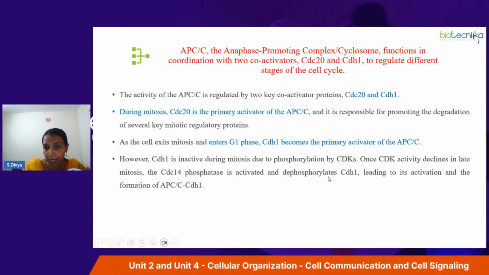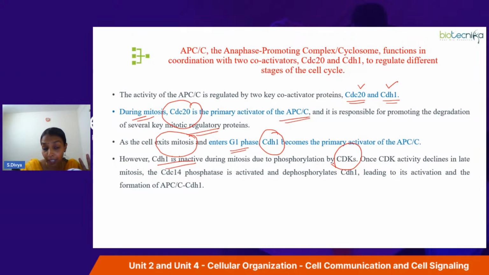Next, what you are having, APC. Now, this is bound with CDC20 and CDH1. When it is bound with CDC20 and when it is bound with CDH1, check it out. During mitosis, CDC20 is the primary activator of APC/C. So, that will be responsible for regulating some mitotic proteins. As the cell exits mitosis, it enters the next cell cycle, that is G1 phase. At that stage, CDH1 will be combined. So CDH1, even though it is present, will be inactive due to phosphorylation by CDKs.